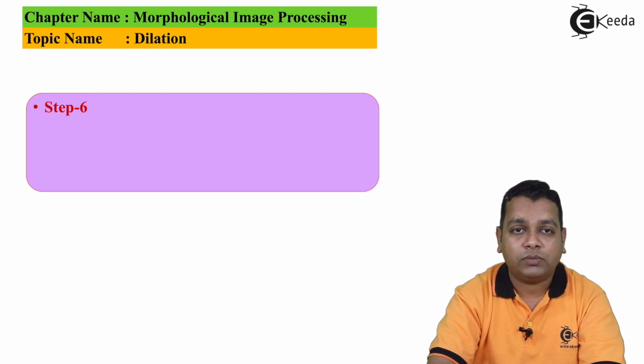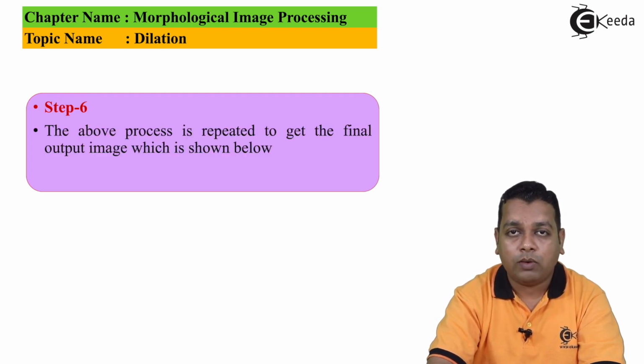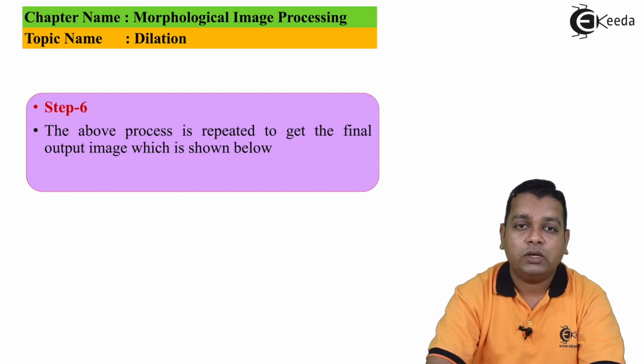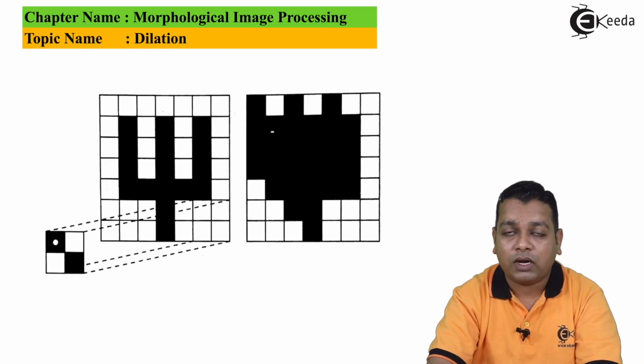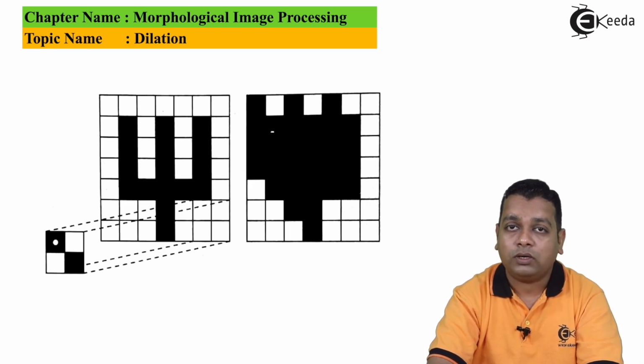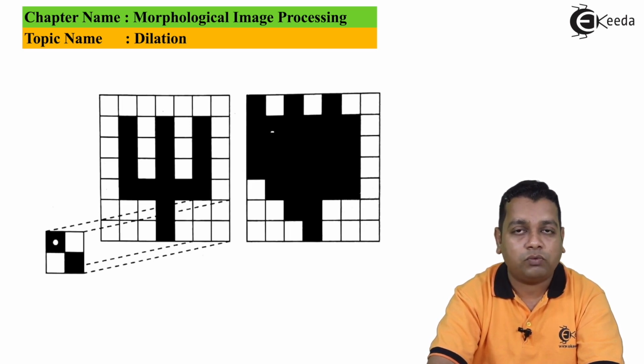Now we have step number 6. The above processes are to be repeated to get the final output image, where we have the displacement of the position of the structuring element from the first pixel at the left hand side upper corner up to the right hand side downward corner here. So the resultant of the dilation process that we followed on this input image with this structuring element can be shown like this here.